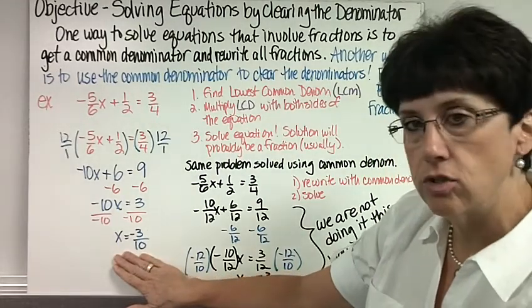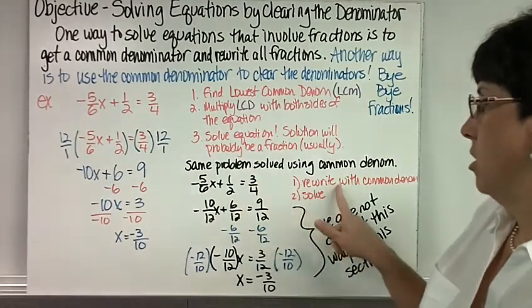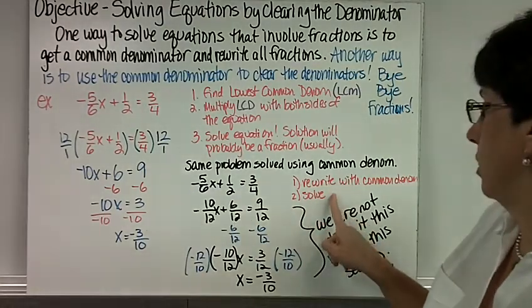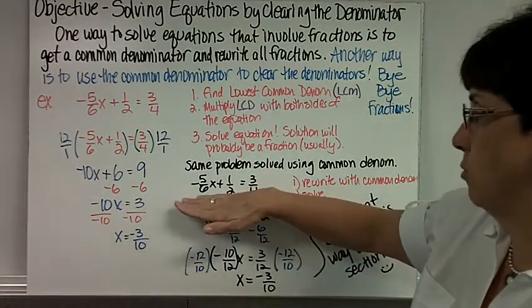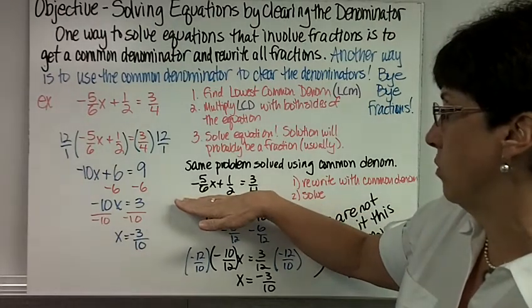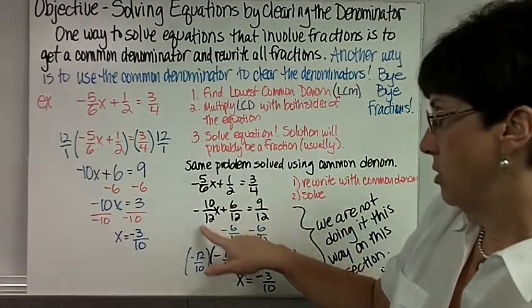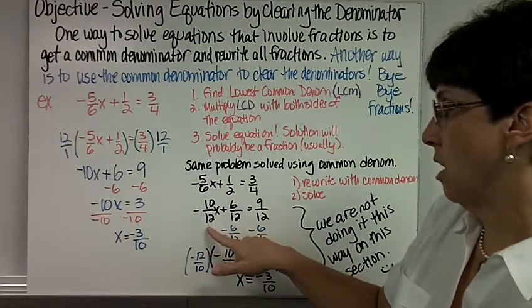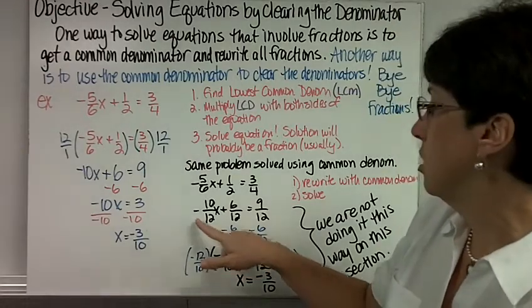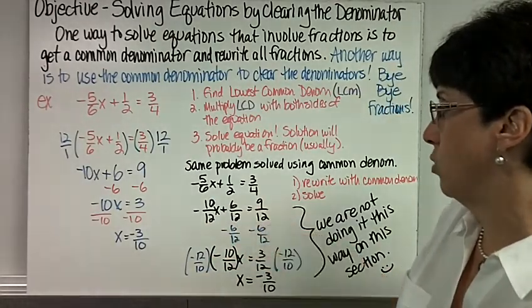Now let's compare this answer to doing this problem again, getting this common denominator. So we rewrite with common denominators and then solve. So here's my original problem again. -5/6x plus 1/2 equals 3/4. My common denominator was 12, so I wrote the common denominator and then got the new numerators. So it's -10x/12 plus 6/12 equals 9/12.